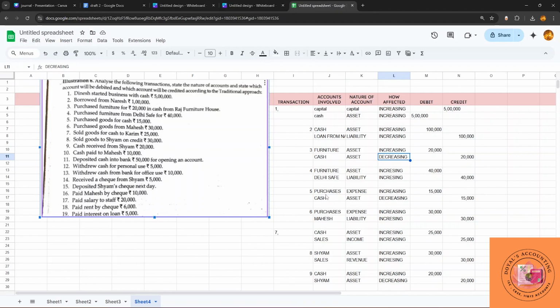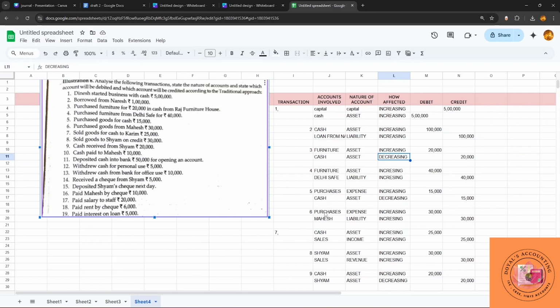The next one is cash purchases. Purchases is an expense, so it's a nominal account. Rule of nominal account is debit all expenses, credit all incomes. So purchases will be debited to the extent of 15,000, and cash is a real account. Debit what comes in, credit what goes out. Cash is going out, so cash will be credited 15,000.